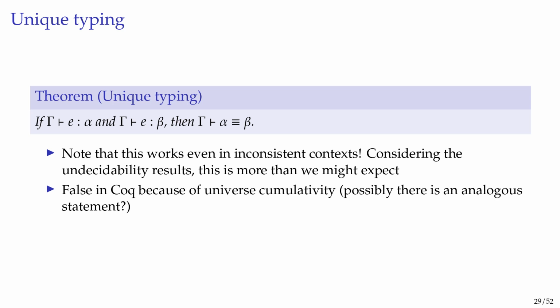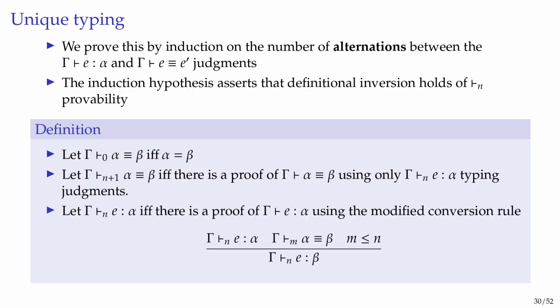This is not true on the nose in Coq because of universe cumulativity. So you could have a term that has two types, but one of them will only be in some kind of cumulativity relation with respect to the other. So I believe there are more complex versions of this statement, but it's complicated. And I'll skip the explanation of the proof.